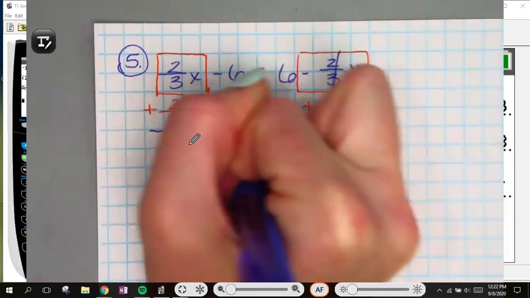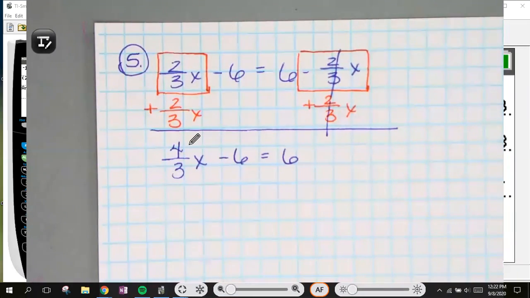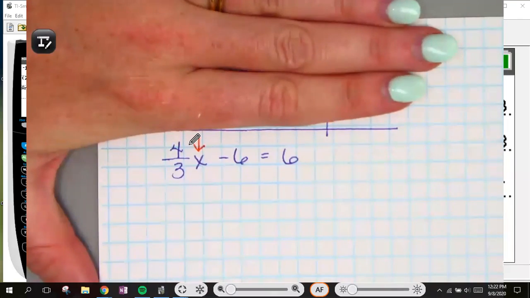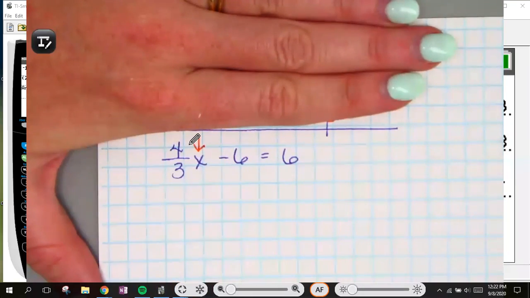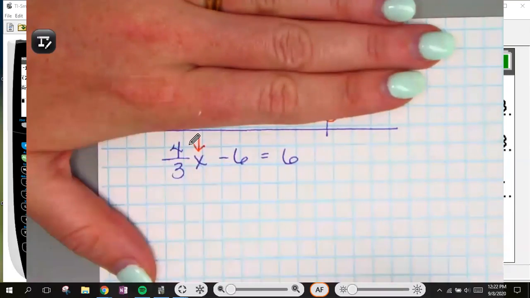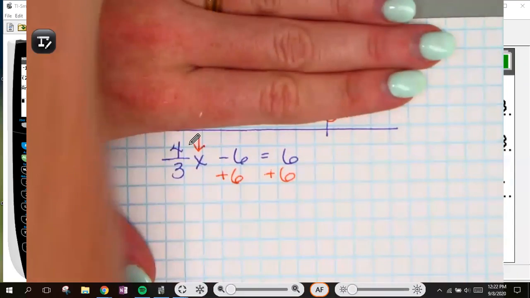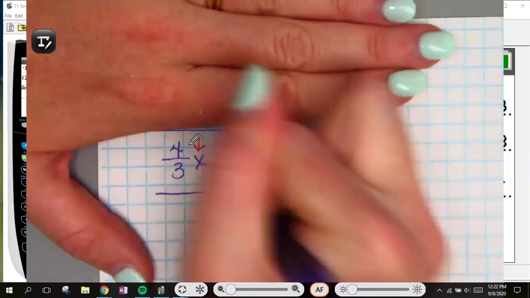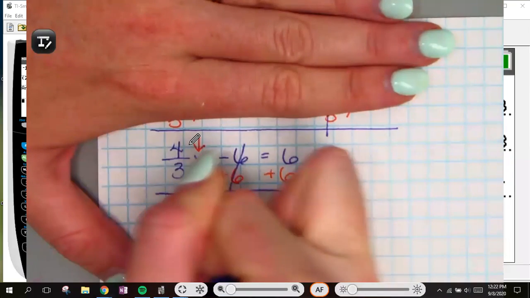Bring down my -6 equals +6. Right? Just like solving equations, I'm trying to get this x by itself. This is just a regular equation. So if I'm trying to get x by itself, I start with my term that's farthest away. How do I get rid of that -6? I add 6. If I do it to one side, I do it to the other side. What happens to my 6's over here? They cancel out. What's left over here? 4/3 x equals 12.